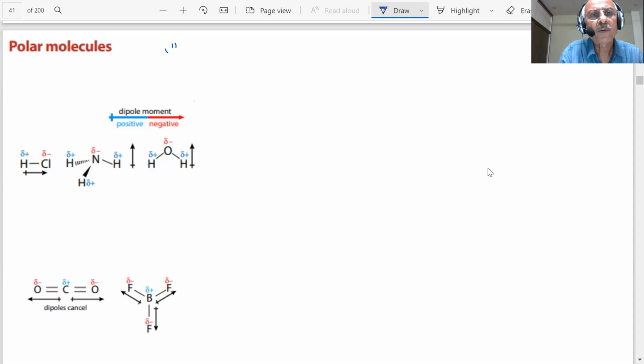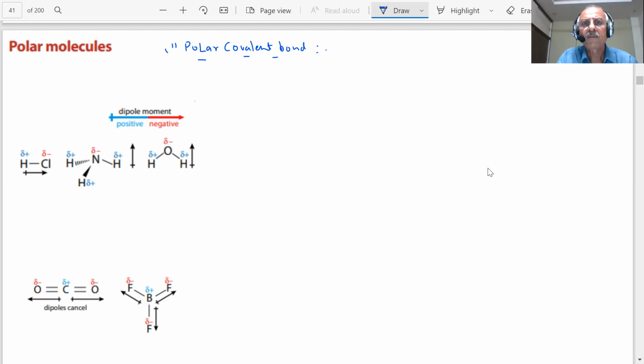The important point to note is, what is a polar covalent bond? Can you tell me, students, what do you mean by polar covalent bond? We have told you what a covalent bond is. A covalent bond is formed by the sharing of electrons.